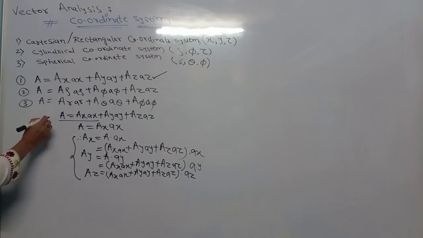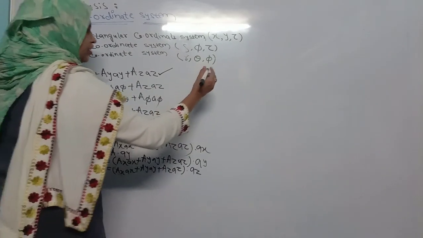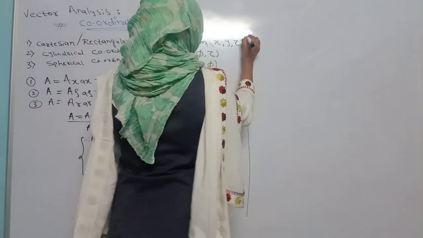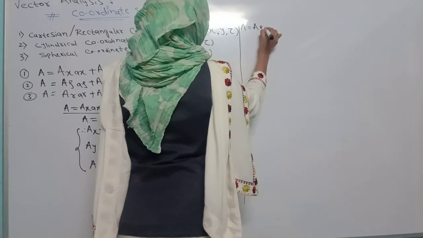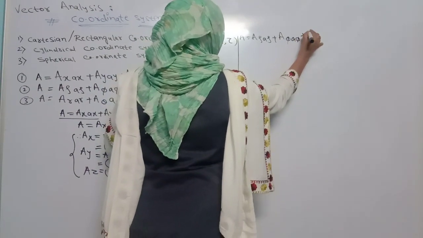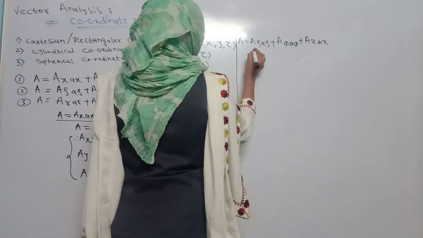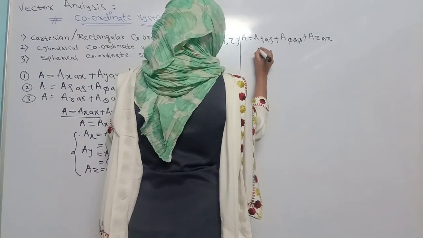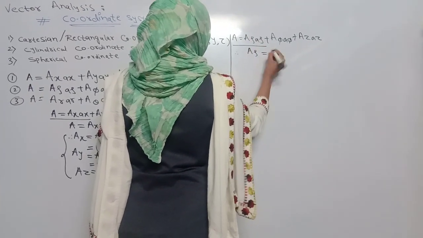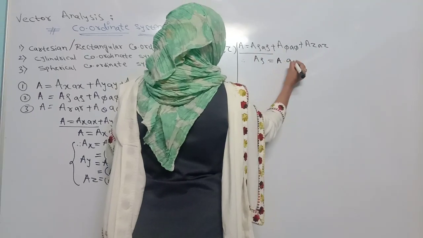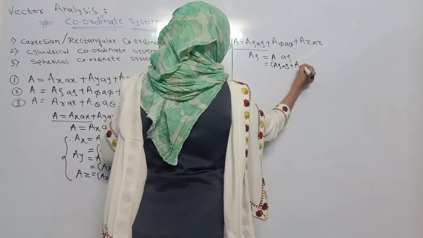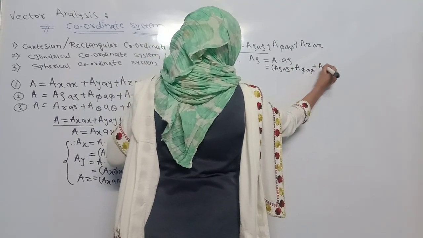Similarly, if you are interested to find out the cylindrical components, I am going to continue from here. So what is my A? A is equal to Aρ aρ, Aφ aφ plus Az az, rho phi z is there, na? Now I am interested to find out this Aρ, Aφ, Az. How can I find Aρ? Aρ is equal to A dot aρ. What is A? Vector A is nothing but Aρ aρ plus Aφ aφ plus Az az.